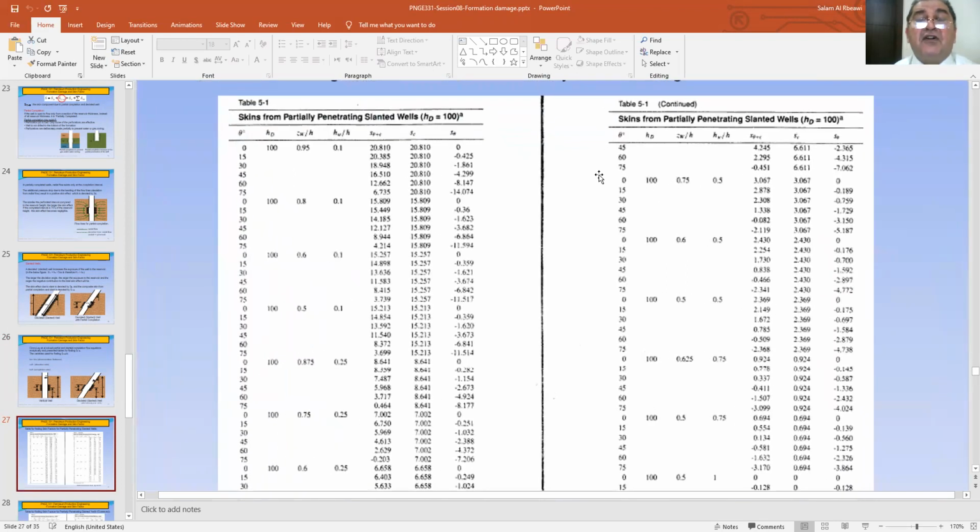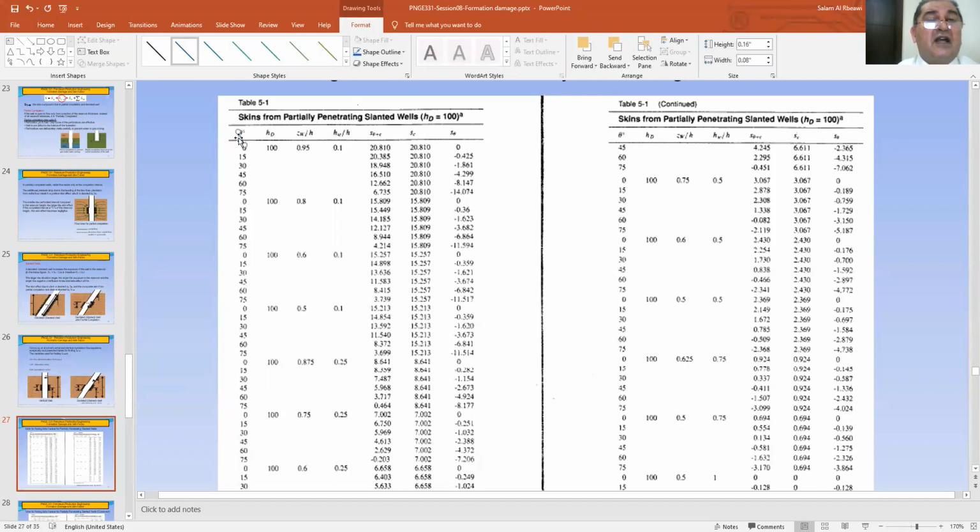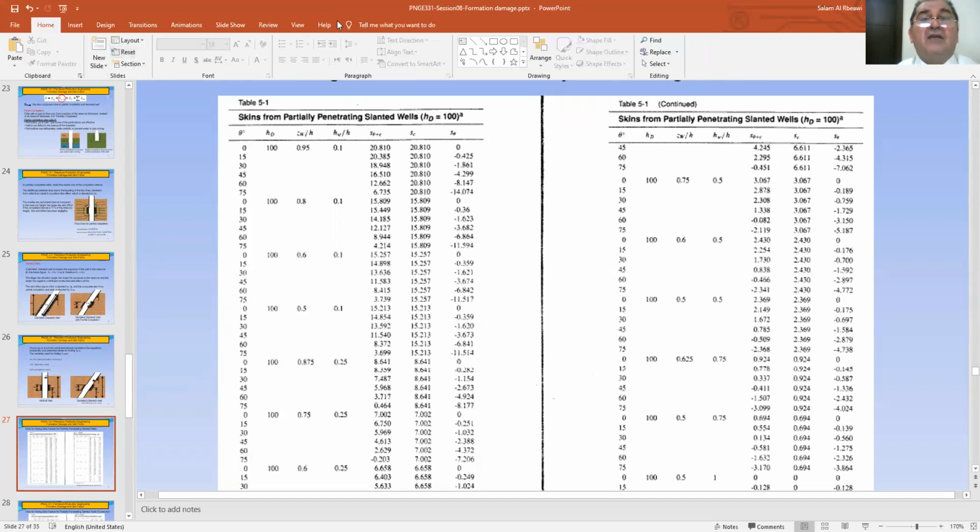See, guys? Now, for example, what we have here, let me insert a shape. So this one. So this is for, see, here is the inclination angle. Okay, so this is the inclination angle, H sub D. What is H sub D? H divided by RW. Okay, and this is ZW divided by H, and this is HW divided by H. Here is S C plus theta, the total. Well, this is S sub C only, and this is S sub theta only.